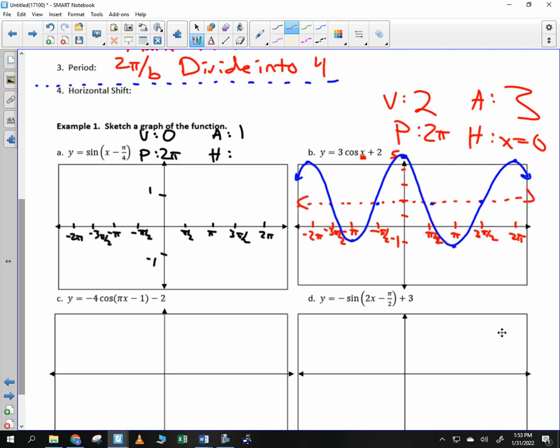So I get 2 pi. True or false? There's a horizontal shift. There it is. What is the horizontal shift? If you take the inside and set it equal to 0 and solve for x, what would you get? It's pi over 4. When you have a horizontal shift, make a ghost graph.